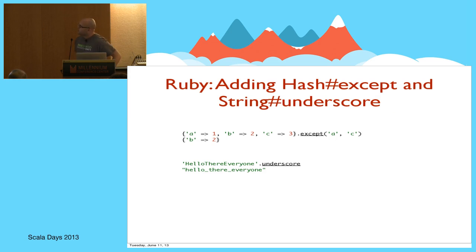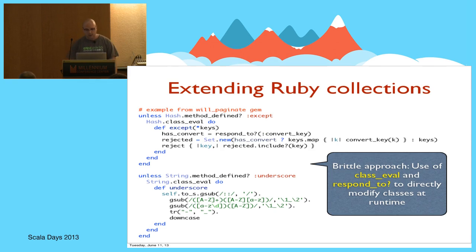So let's look at a Ruby example. Let's say we add an accept method to hash and an underscore method to string. Accept basically does what it says, so it returns everything minus the keys that are defined, and underscore takes a camel case string and returns a snake case. This is how it's done in the will paginate gem. This is the gem that we were talking about earlier, and at runtime it says, well, does hash have an accept method defined? If not, let me reopen the class and define it.